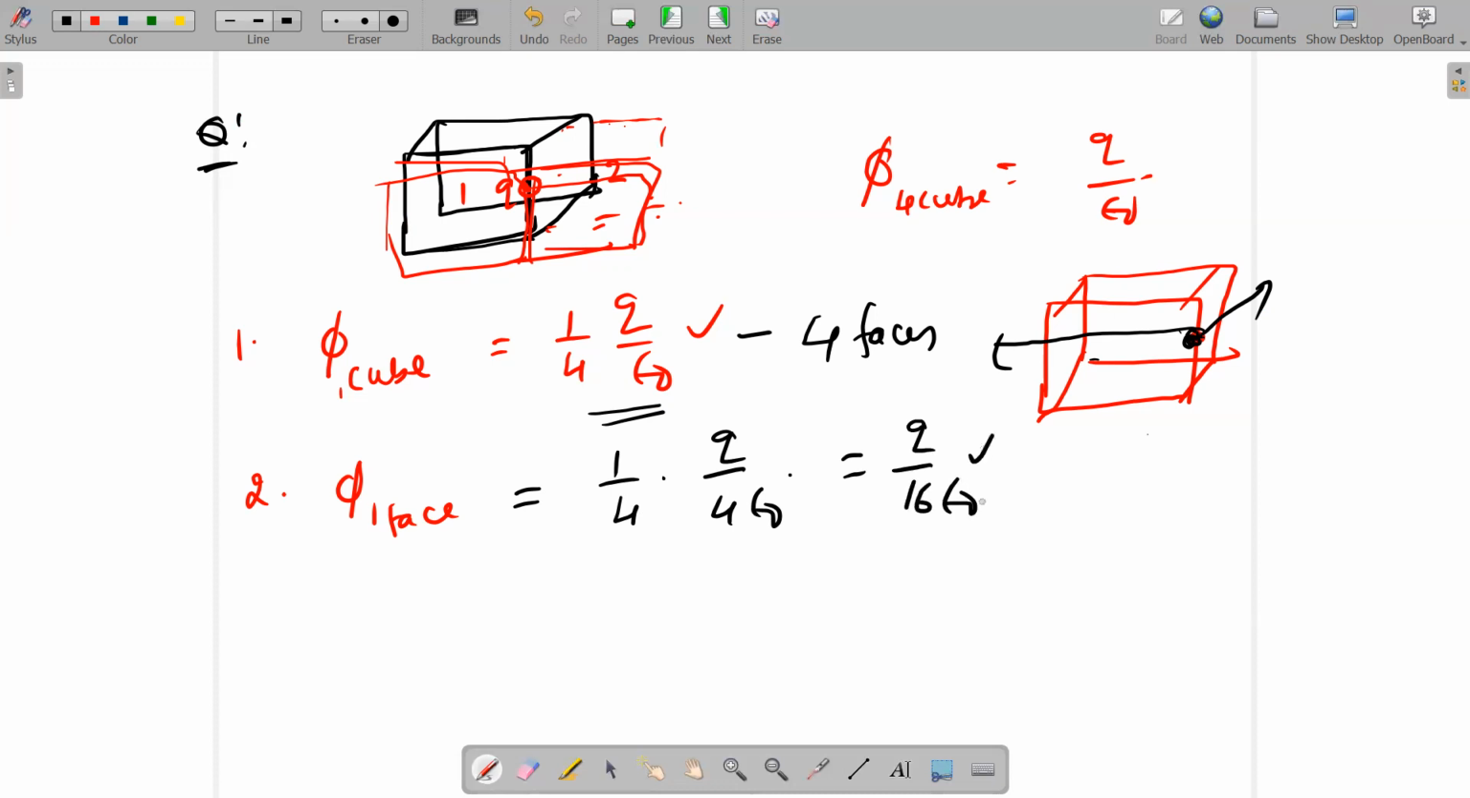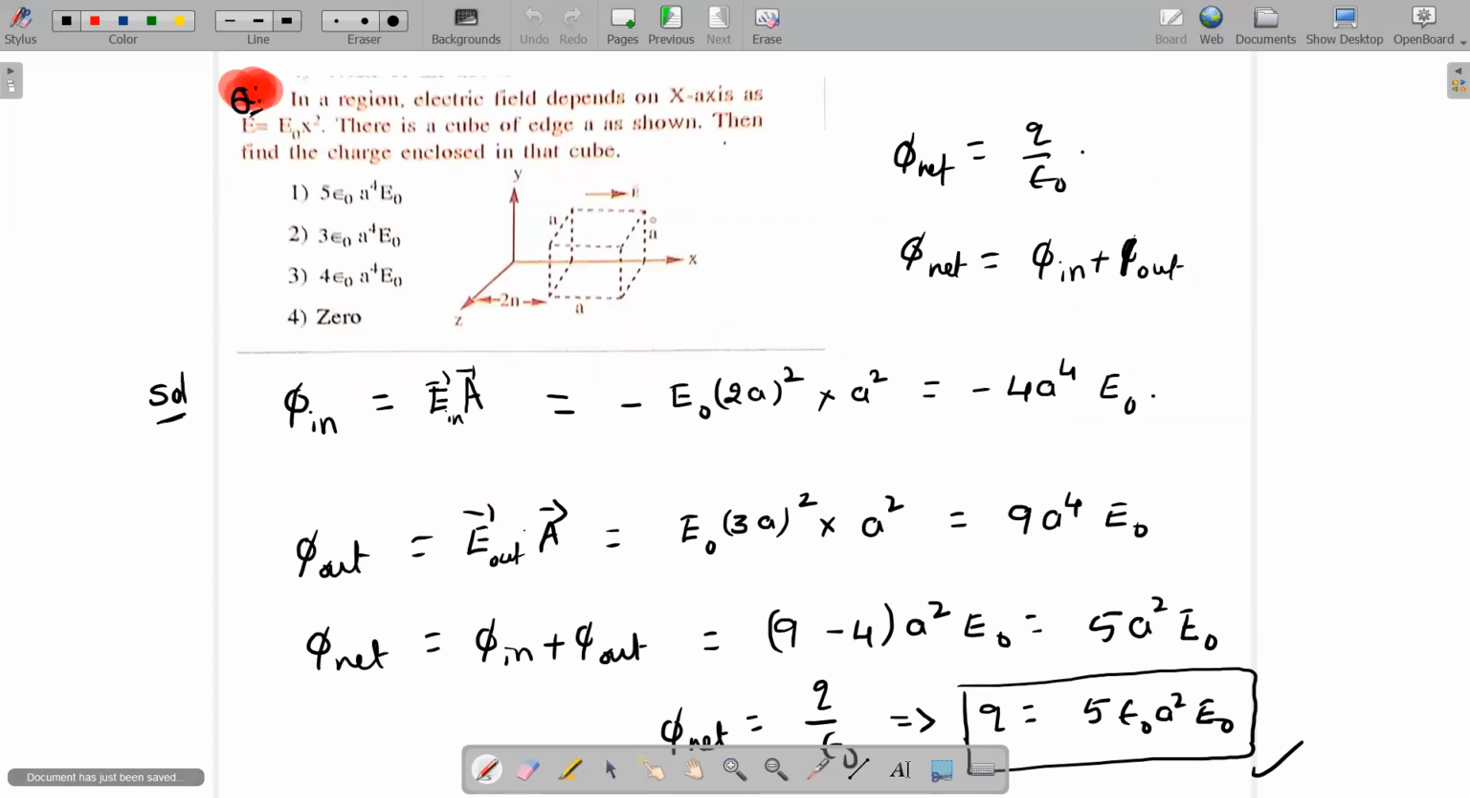So this kind of questions will come across based on flux through a cube. Is this clear, guys? What kind of questions come and how to work out these questions? I hope you guys have understood clearly. Next, let us see a similar kind of question. See here. In this case, it is given that in a region, the electric field depends on the x-axis as E equal to E naught x square.